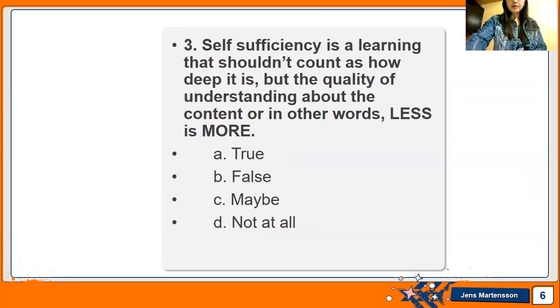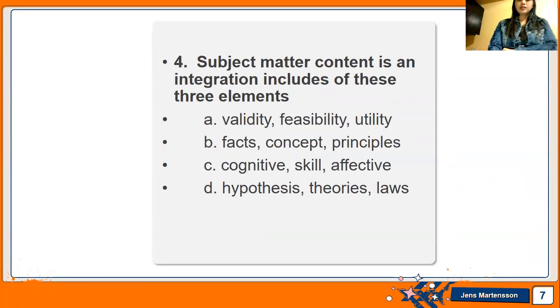Number 3, self-sufficiency is a learning that shouldn't count how deep it is, but the quality of understanding about the content, or in other words, less is more. A, true. B, false. C, maybe. D, not at all. Number 4, subject matter content is an integration of these three elements: A, validity, feasibility, utility. B, facts, concepts, principles. C, cognitive, skills, affective. And D, hypothesis, theories, laws.